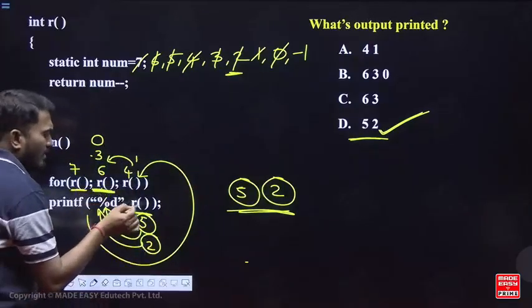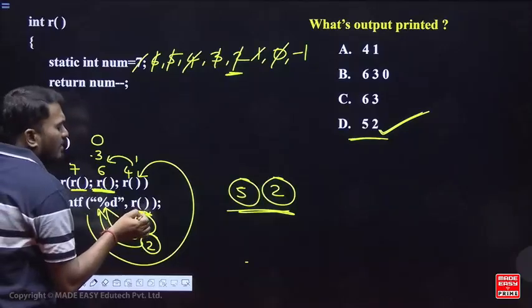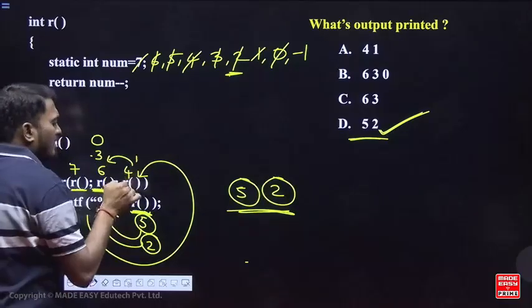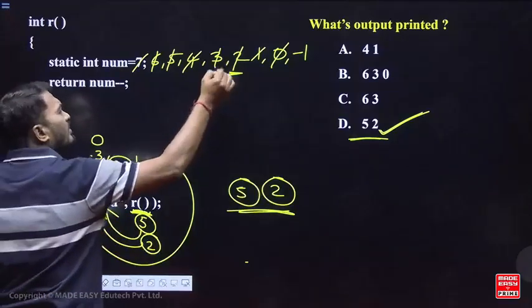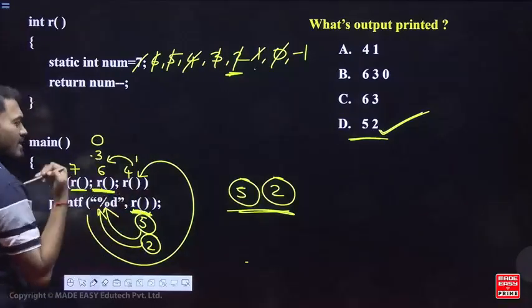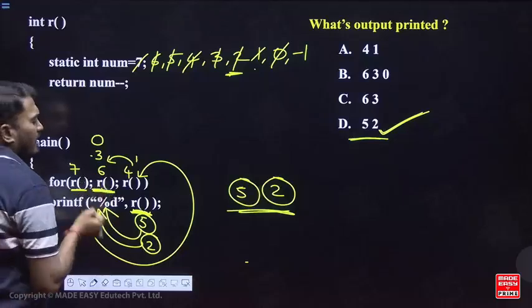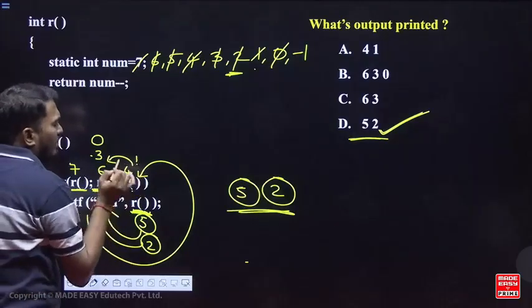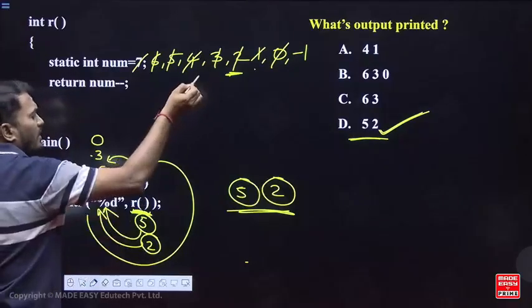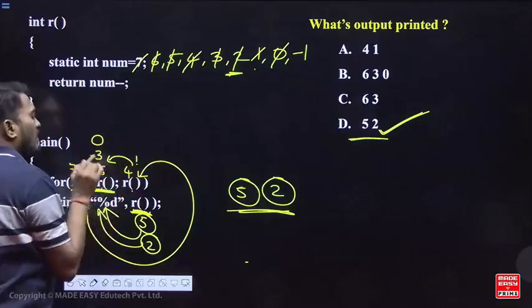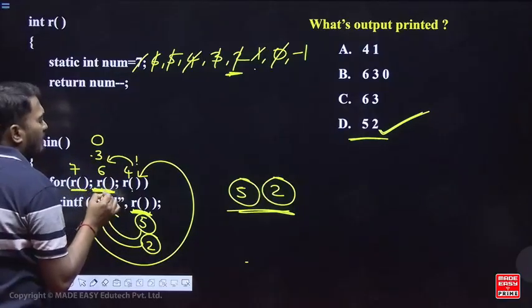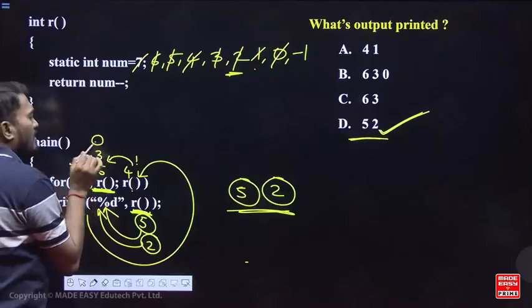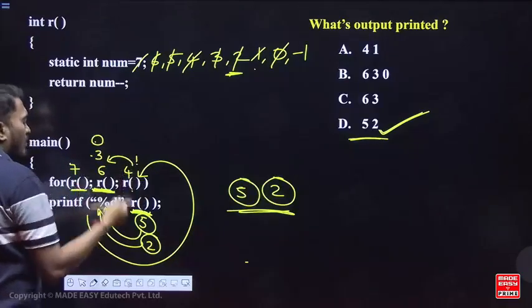And next time when you call the R function here, now it is returning what? 2 will be returned. So 2 will print on the screen. But afterwards it will become 1 again because of post decrement. Right? So next time it is returning 1, but afterwards it will become 0. So जब 0 हो गया, when it becomes 0 and you call this R function, it returns 0. So 0 is treated as false. You come out of the for loop.